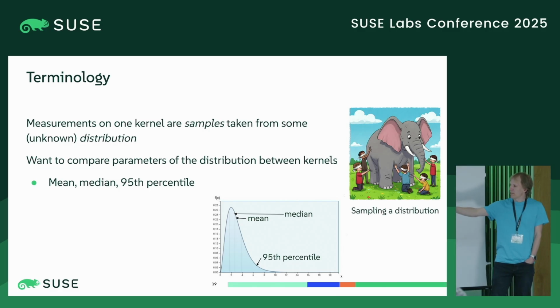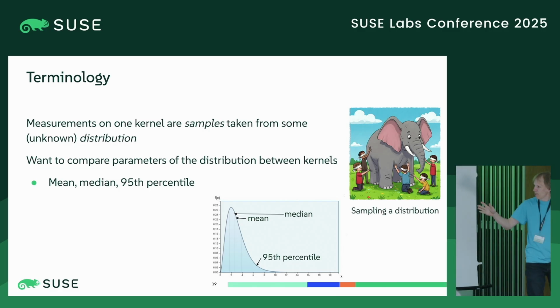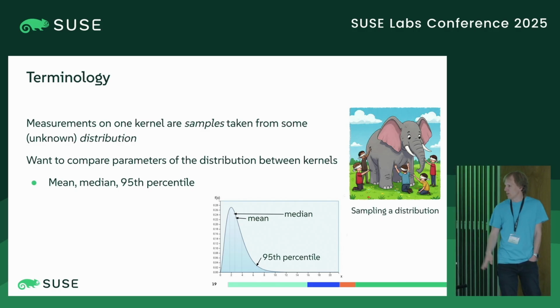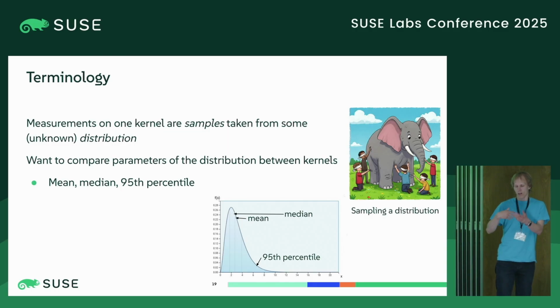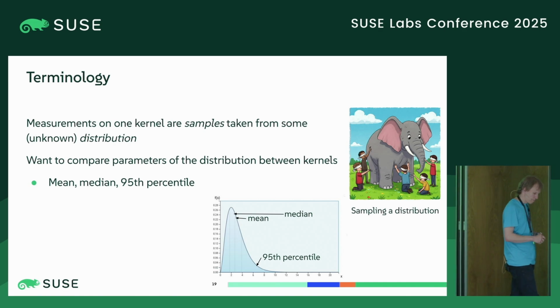And the 95th percentile is kind of similar to the median, but with 95%. So the 95th percentile means that 95% of the expected values are below this value. And this is interesting, for example, when you want to make sure that there are no extra big latencies, then you constrain the 95th or even 99th percentile, whatever.